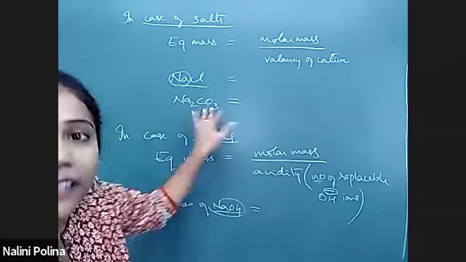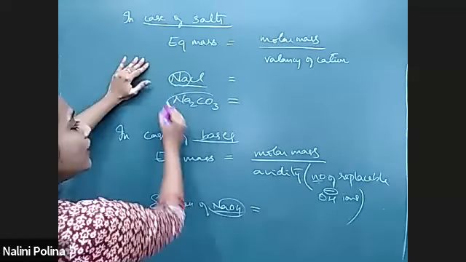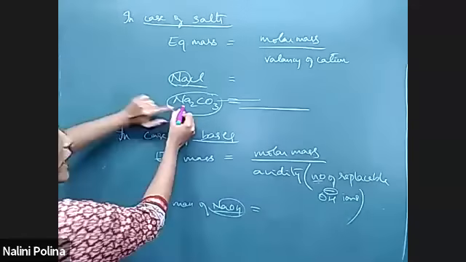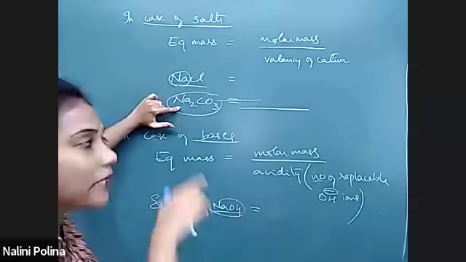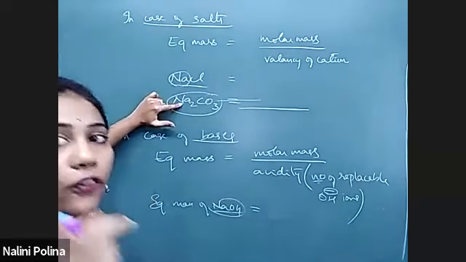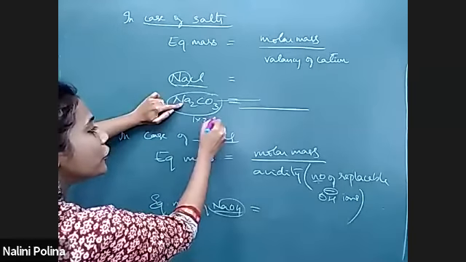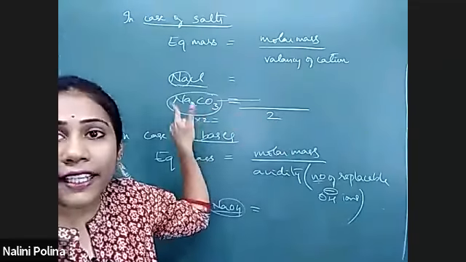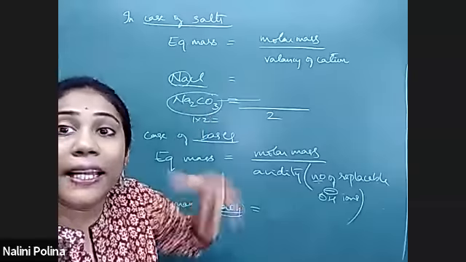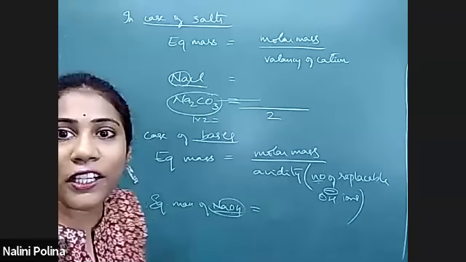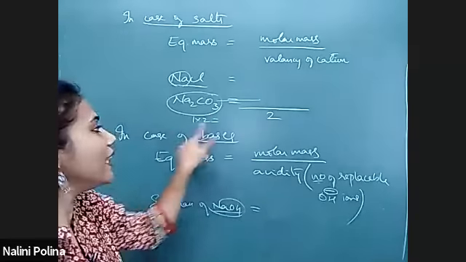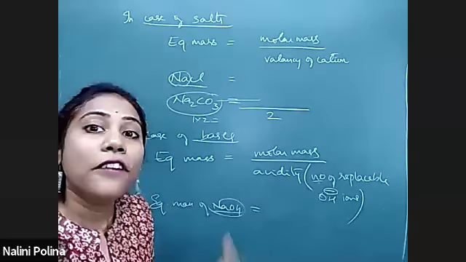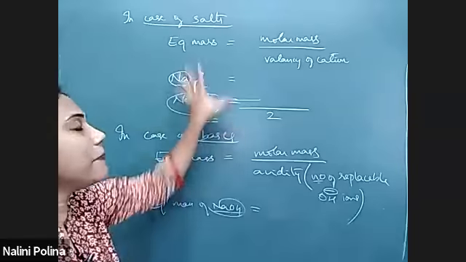And for example, you have a salt Na2CO3. Then how do you find out? You know its molar mass divided by cation, sodium. Sodium valency 1. But how many cations are there? 2 are there, no? So 1 into 2 you have to do. That means in the denominator you have to take 2. So this is how we will find equivalent mass of salts.